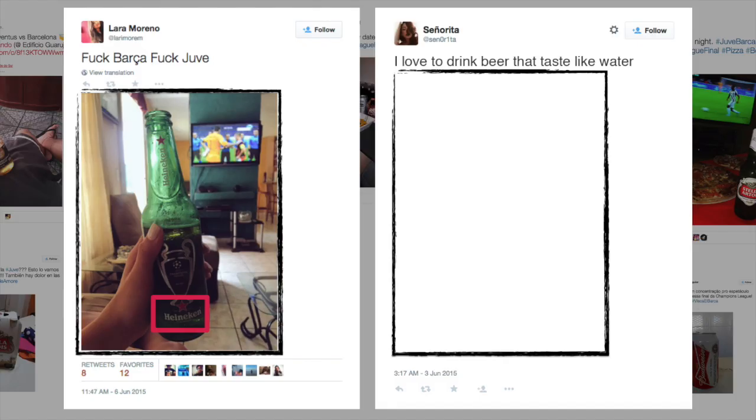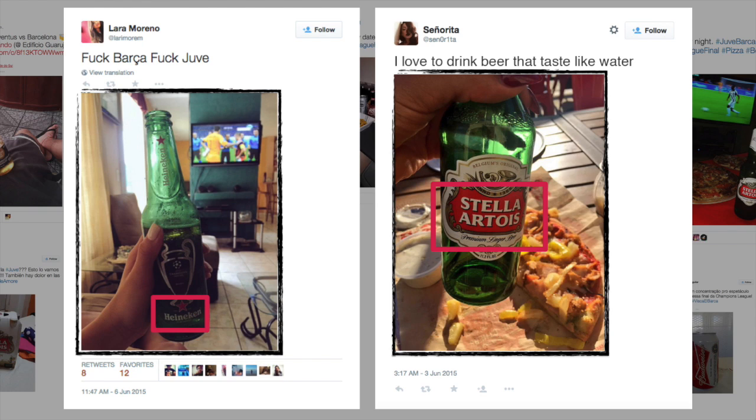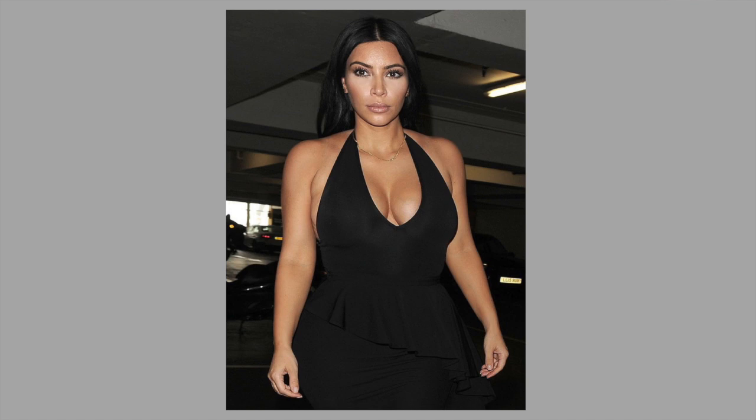Another example is this one. It's very hard to make anything out of the textual tweet until we look at what brand is inside, and apparently it tastes a lot like water. So this is just to stress the importance of visual communication today, which brings us, of course, to Kim Kardashian. I think that's the only reference to women I have in my talk. I'm sorry about that.